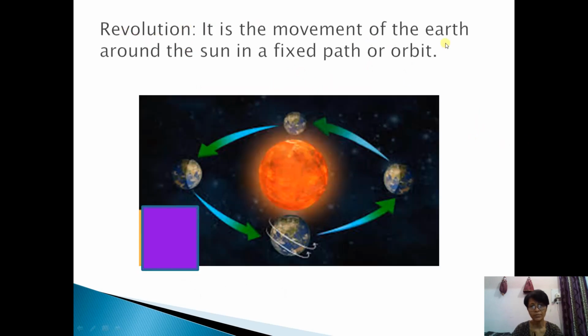Revolution is the movement of the earth around the sun in a fixed path or orbit. See here, this is the sun in the middle and the earth is moving around this sun in a fixed path. Whenever it moves around the sun in a fixed path, it doesn't change its way or path, and we can say that is the orbit.